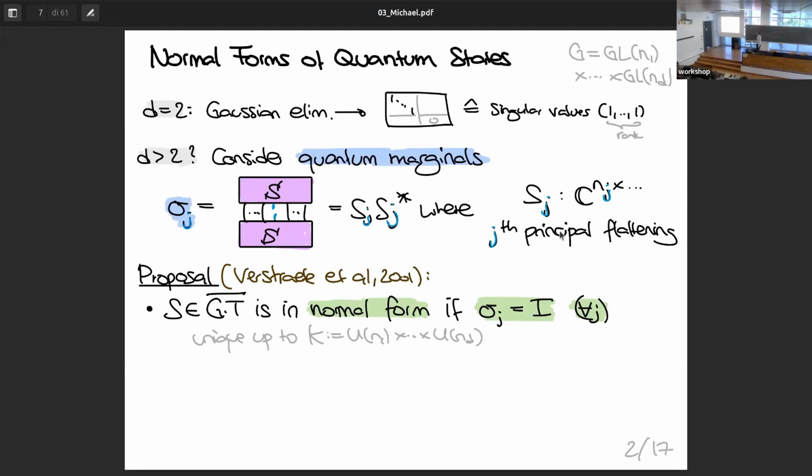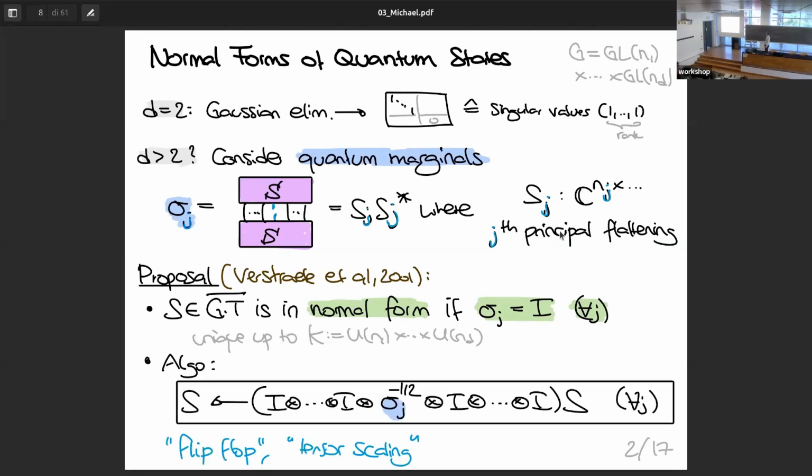So that's what they proposed, and they even gave an algorithm. It's very simple, and basically the idea is to make, for any fixed J, the J's marginal flat. If you look at this picture, basically what you imagine is that you want the matrix that this picture represents to be the identity matrix.